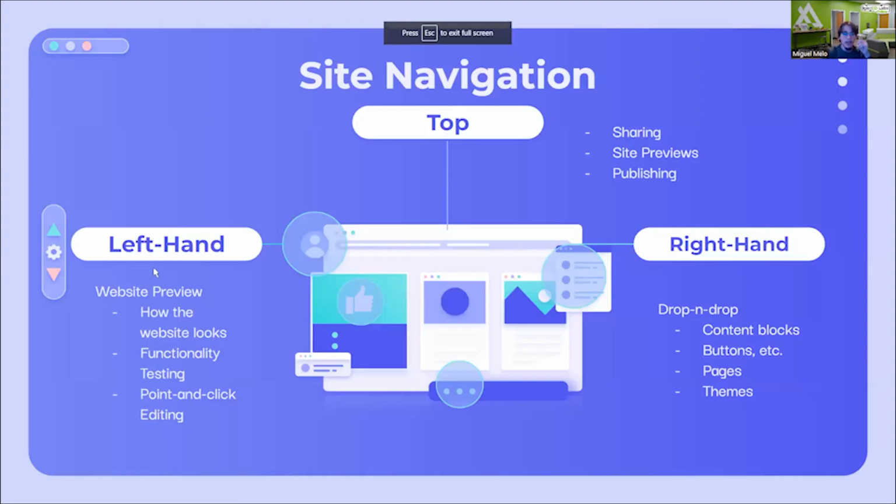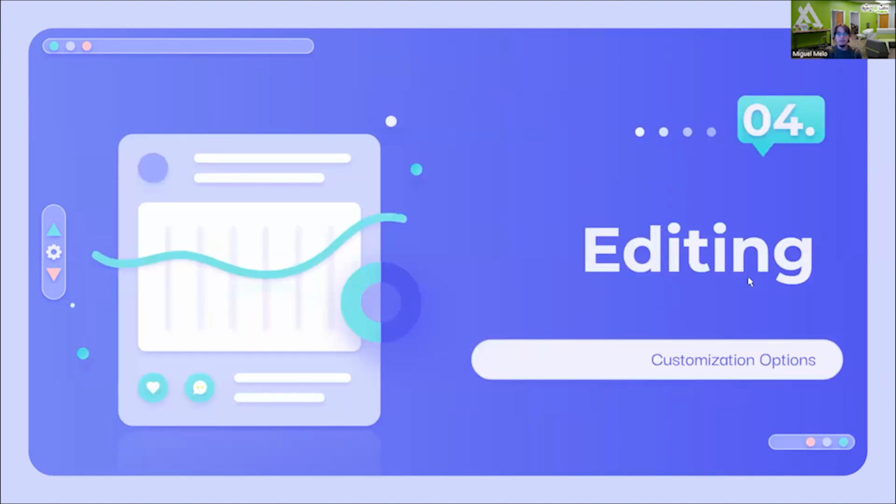So basically the same thing. Left hand is how the website will look, the functionality testing, the point and click editing. The right hand is the drag and drop, which has the content blocks, the buttons, pages, and the themes. And the top is just the sharing, the site previews, and actually publishing for the website. And next we have actual editing.